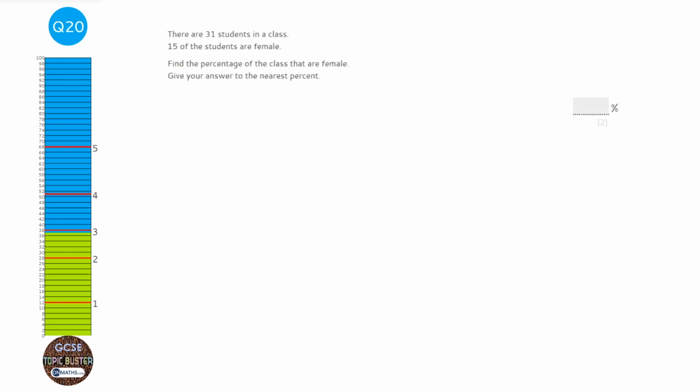Instead of going straight to percentages for this question, I would first of all get it as a fraction. So it says there's 15 students who are female and 31 altogether. So the fraction is going to be 15 over 31. And to convert between fractions and percentages, all you need to do is times by 100. And percent means per 100, so it's always going to be times by 100, and that'll always get you a percentage. So I'm going to get my calculator out.